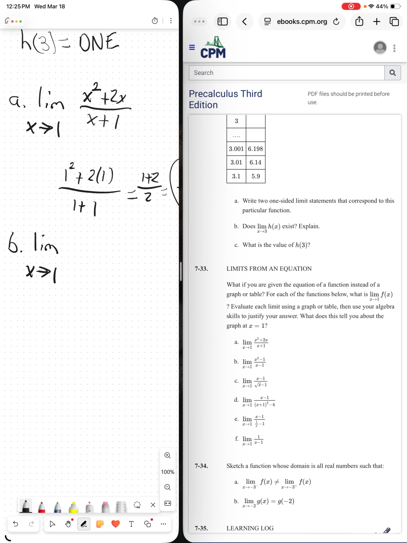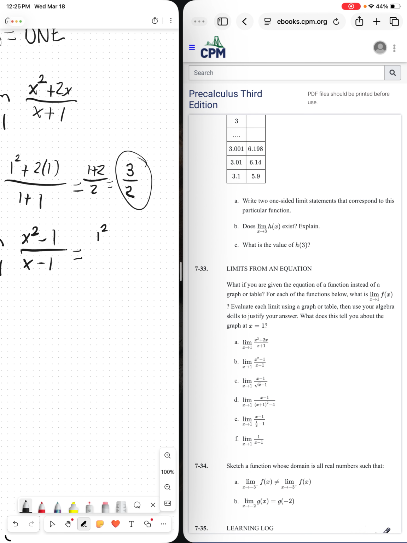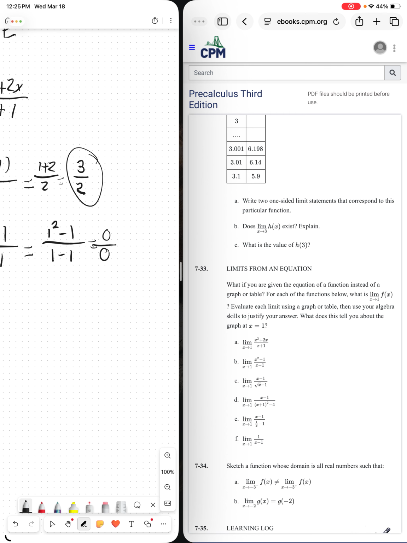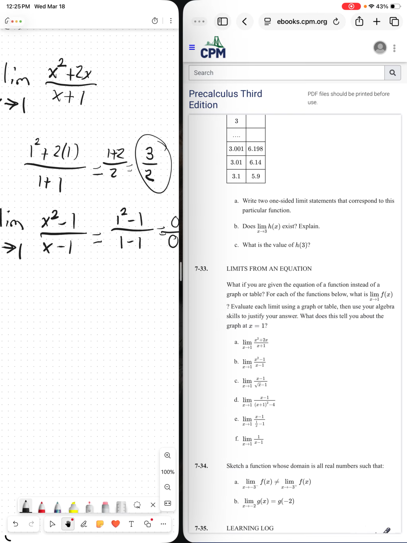Now, if you get something like B, and you plug in, what happens? You get 0 over 0. This is called indeterminate form, meaning we can't determine the limit yet.